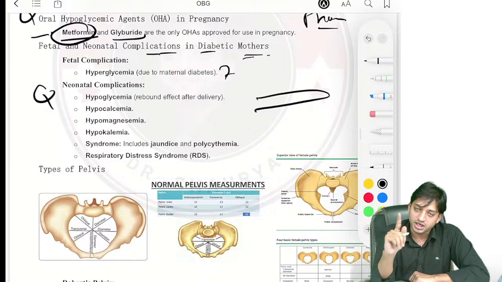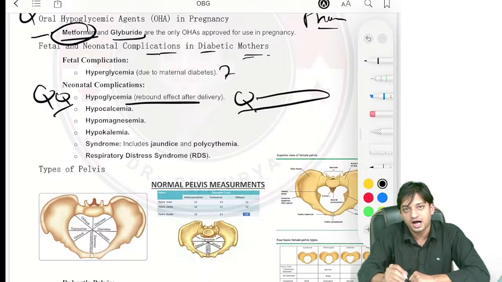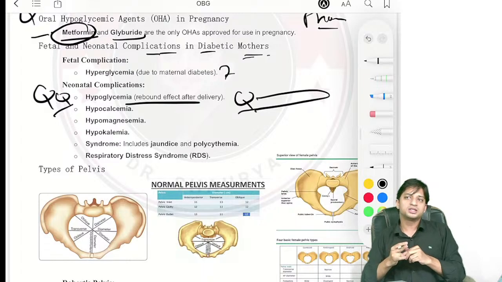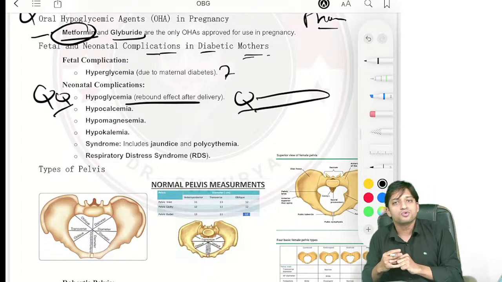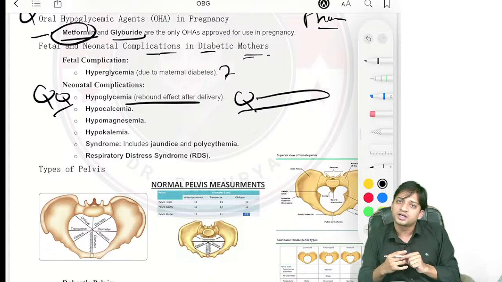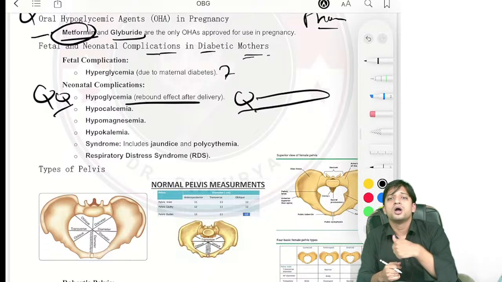Very important complication, remember. Very important question point, I have highlighted. In NEET PG they can ask you. In FMG they have not generally asked so far, but yes they can ask you, making it a pediatric point: what is an important risk factor for neonatal hypoglycemia? One of the risk factors is diabetes mellitus, GDM or overt diabetes mellitus in the mother.